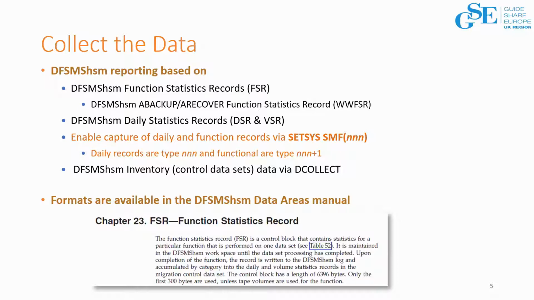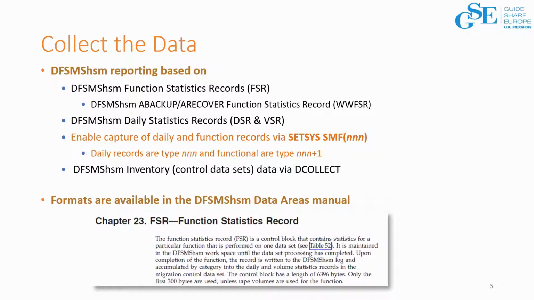Now, these FSRs are especially helpful for gaining information needed to make improvements to your HSM processing, because they contain specific details that you'll need to do this. FSRs are written to the SMF data sets and the HSM log. And then daily statistics records and volume statistics records provide daily stats on HSM operations and volume activity. HSM writes 1 DSR per day and 1 VSR per volume under HSM control per day.